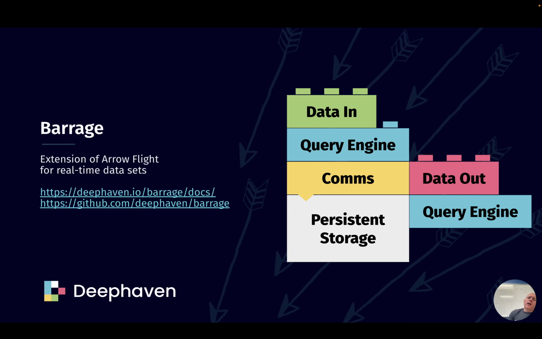And so Barrage takes Arrow Flight, which is a common memory format for tables of data, and extends it to real time and allows those real-time tables to be communicated. Because Arrow is a memory format for real-time tables, it is portable between different programming languages, and so that helps you as you build tools on top of it.